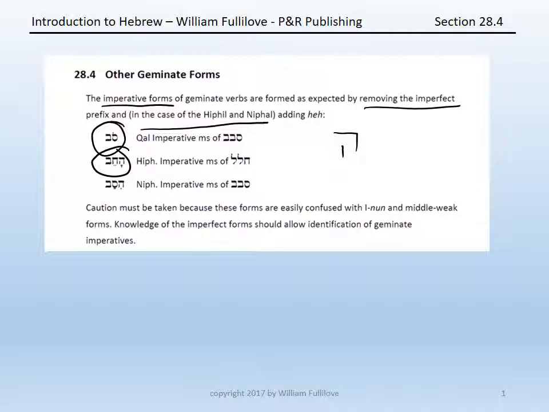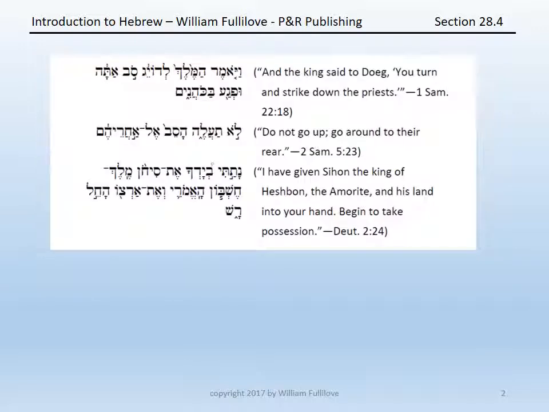Hachel is the hifil imperative masculine singular of halal. And hisav is the nifal imperative masculine singular of savav. You will want to be very careful because these forms are easily confused with first nun or middle waw forms. If you know your vocabulary well, you'll typically be able to identify the common geminate imperatives. Look at these three examples.